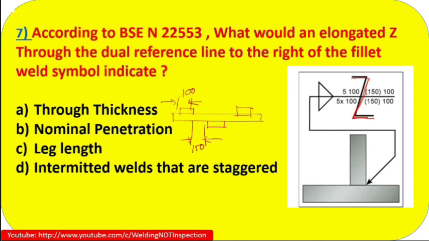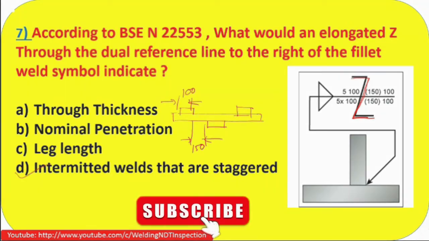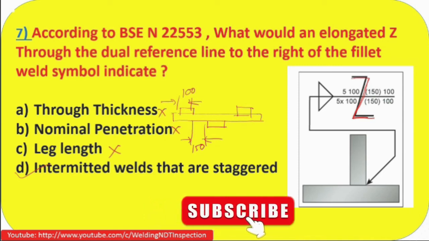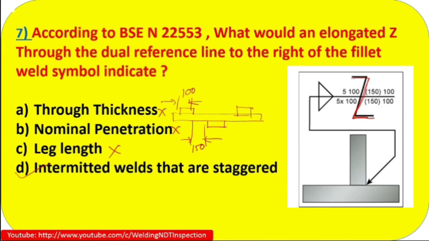So you understand. So the correct answer will be the intermediate welds that are staggered. So this is now, this is now, this is now. So the correct answer will be the option. Answer D, means option D.